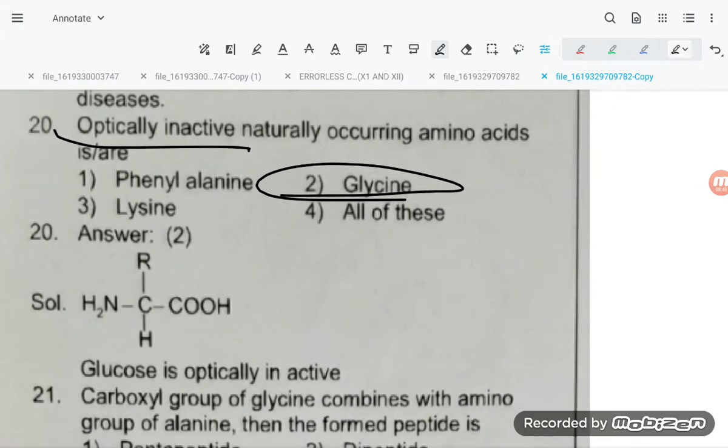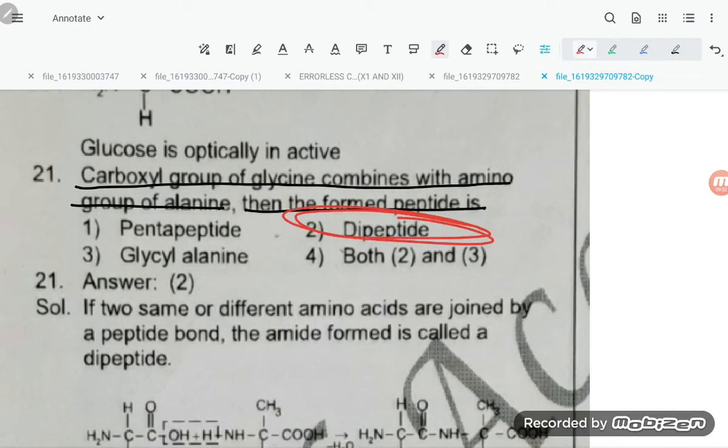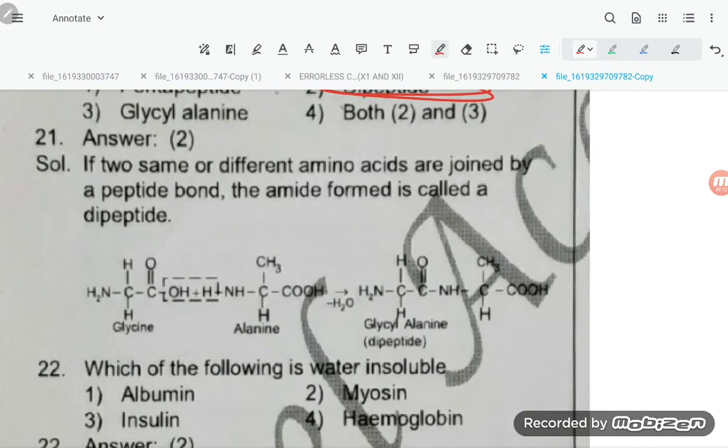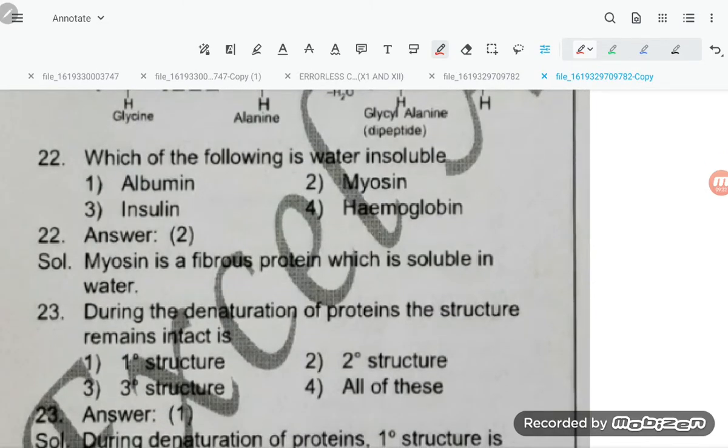Next one, student, question number 21. The carboxyl group of glycine combined with the amino group of alanine, then the peptide formed is a dipeptide. If two same or different amino acids are joined by a peptide bond, the compound formed is called a dipeptide.